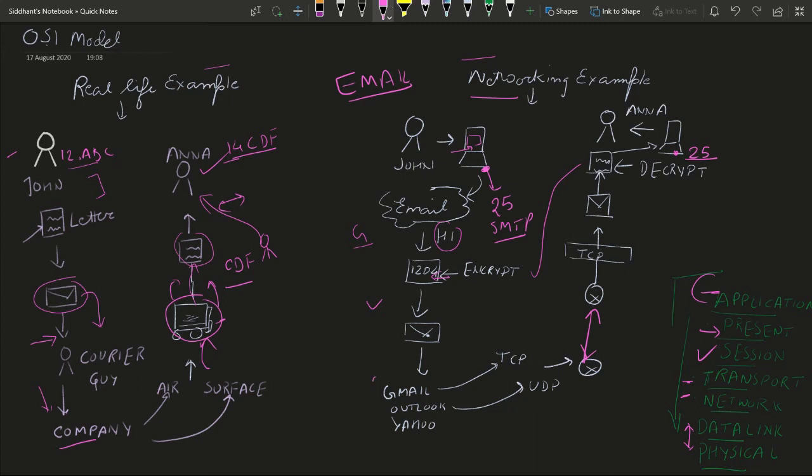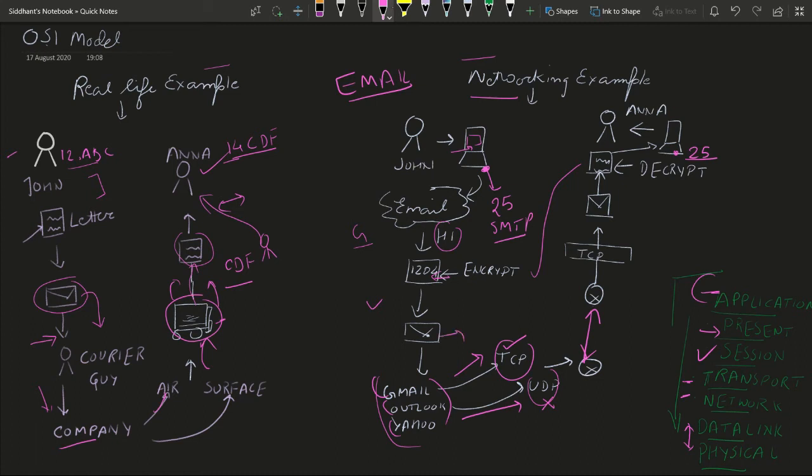Then the application, Gmail, Outlook or Yahoo, will decide whether they want to use TCP or UDP. These are two transport protocols. Like in the courier example, the company will decide whether to send it by air or by surface. Now what is the difference between TCP and UDP? We will talk about that later in our videos. For now you just need to understand TCP is more reliable, UDP is less reliable.